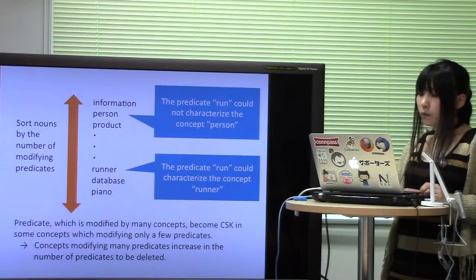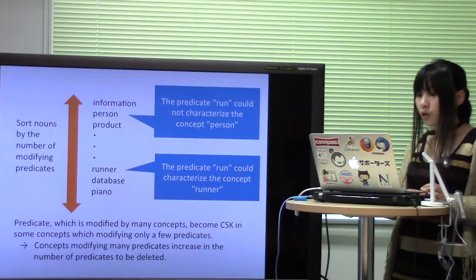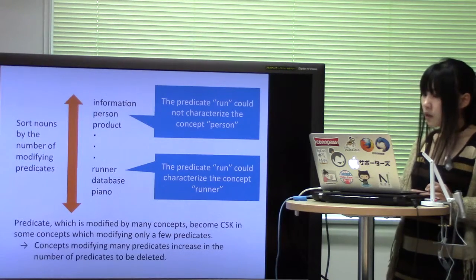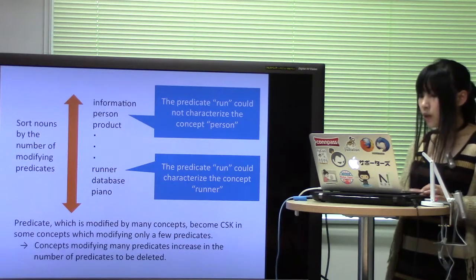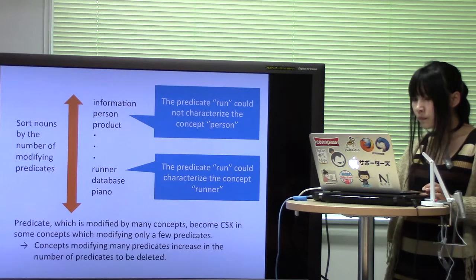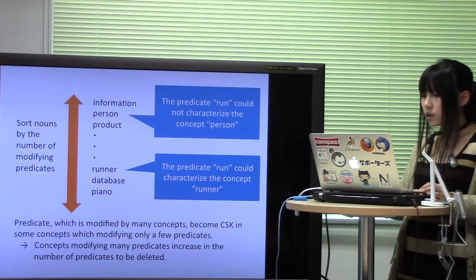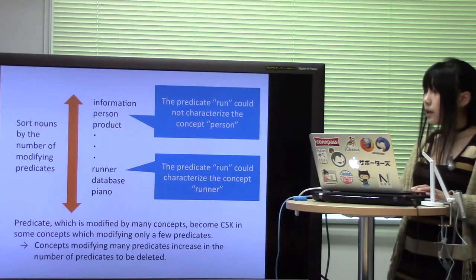For example, the predicate run could not characterize the concept person, which frequently modifies many predicates, but it could characterize the runner, which is modified by only a few predicates. It means that concepts modified by many predicates increase the number of predicates to be deleted.